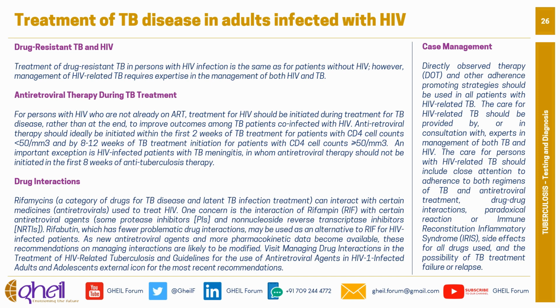Antiretroviral therapy during TB treatment. For persons with HIV who are not already on ART, treatment for HIV should be initiated during treatment for TB disease, rather than at the end, to improve outcomes among TB patients co-infected with HIV. Antiretroviral therapy should ideally be initiated within the first 2 weeks of TB treatment for patients with CD4 cell counts less than 50 mm3 and by 8 to 12 weeks of TB treatment initiation for patients with CD4 cell counts greater than or equal to 50 mm3.